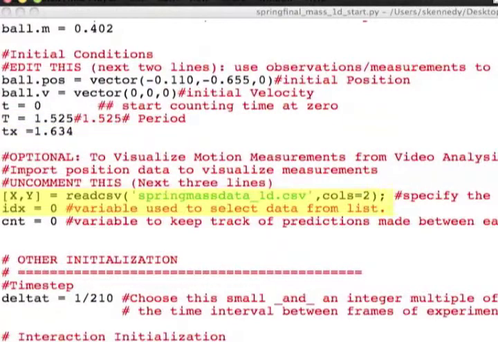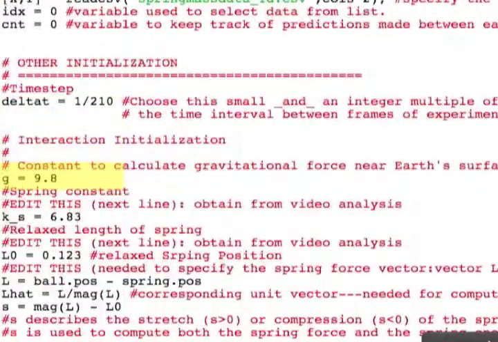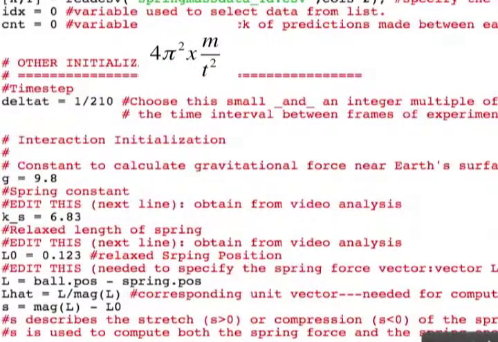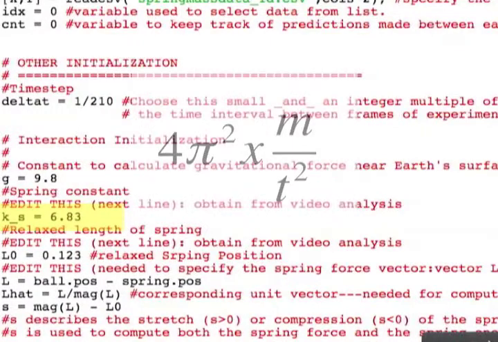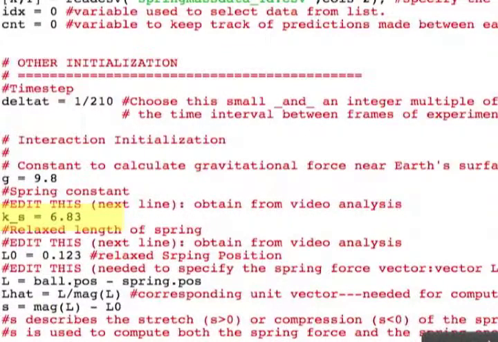The x and y data points were imported from Tracker using the read CSV option in Python. This step included a database index and allowed Python to apply calculus to the project. The delta t time step was set to 1/2 of a second, and little g, gravity, 9.8 meters per second squared, was added to the code. Once the period was calculated, I solved for the spring constant. After solving, I determined that K was equal to 6.83 Newton meters.